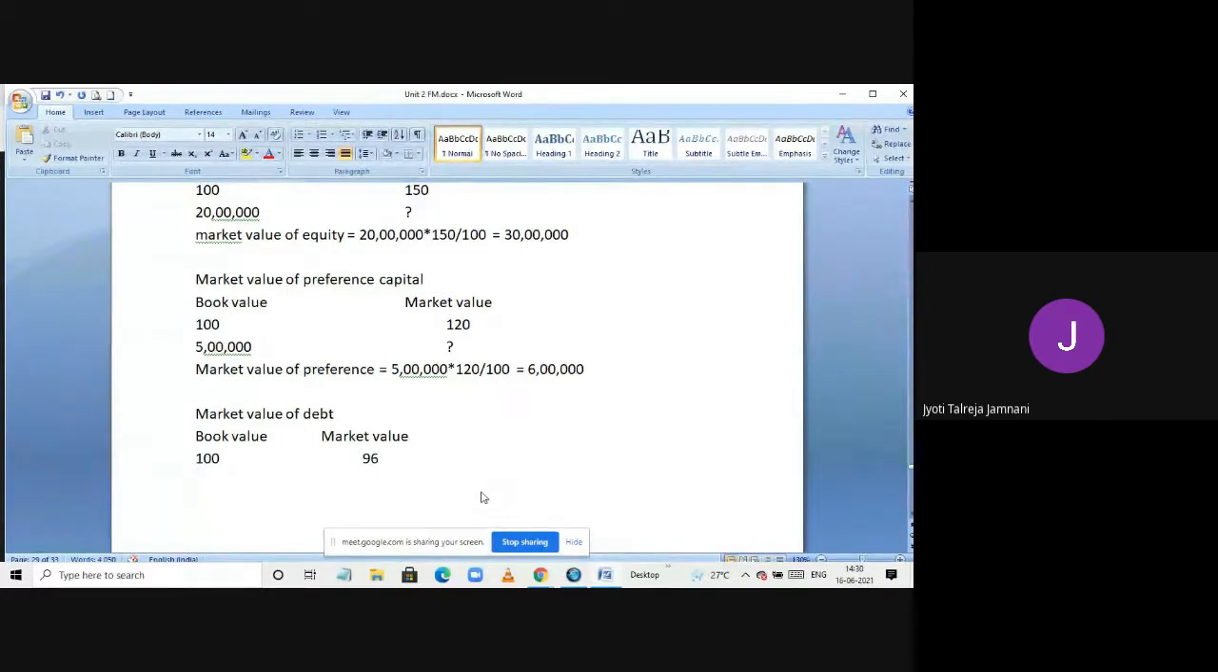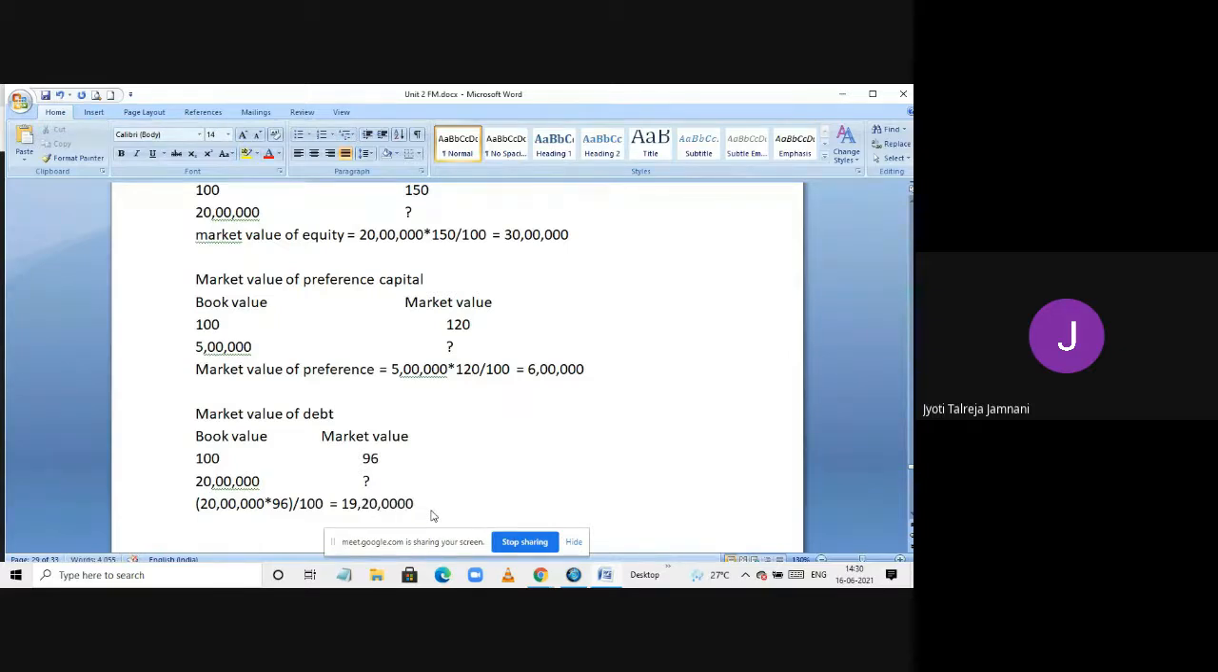So if the book value is 20 lakhs, debentures are also 20 lakhs. How much will be the market value? So we have to find this. The 20 lakh into 96 divided by 100. How much? 19,20,000. Okay, 19 lakh 20,000.